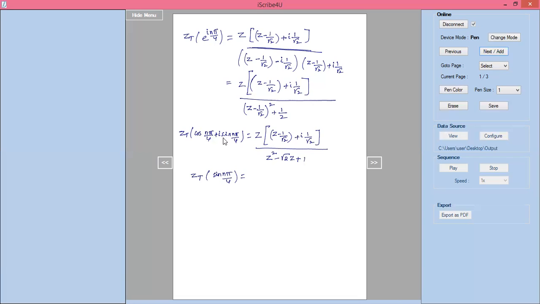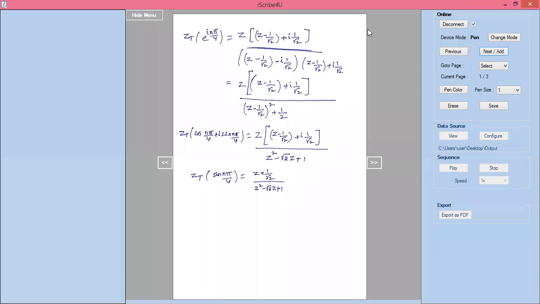If you equate imaginary terms on both sides, you will get z into 1 by root 2 divided by z square minus root 2 into z plus 1. Now the Z transform of sine n pi by 4 is z into 1 by root 2 divided by z square minus root 2 z plus 1.